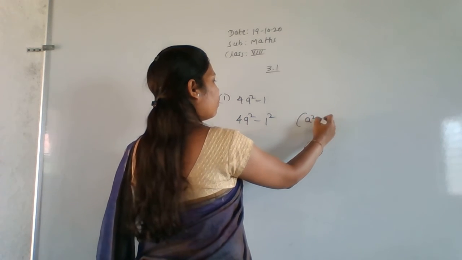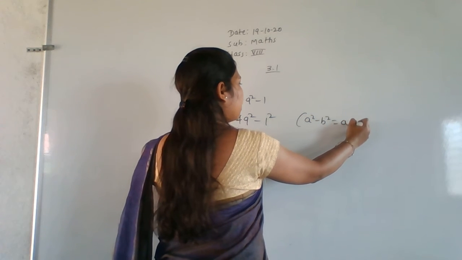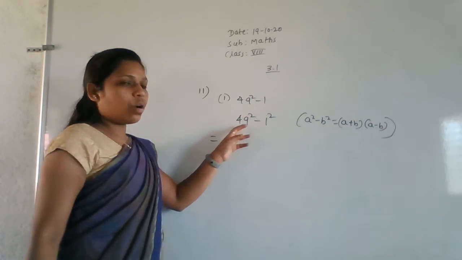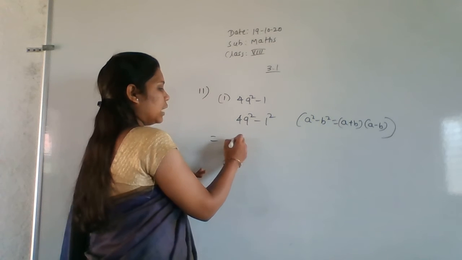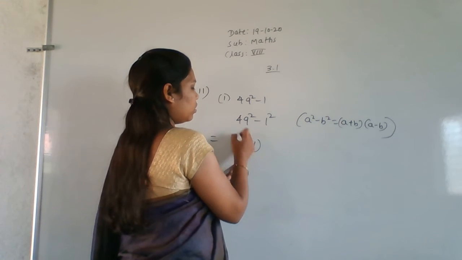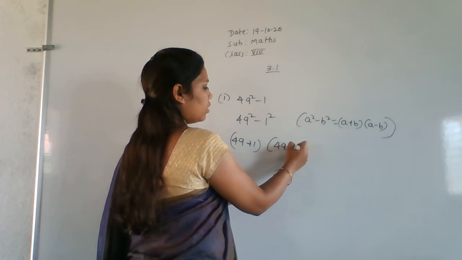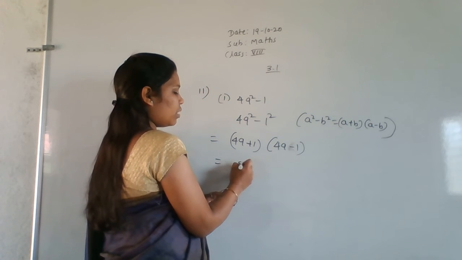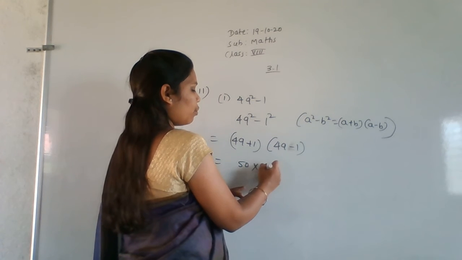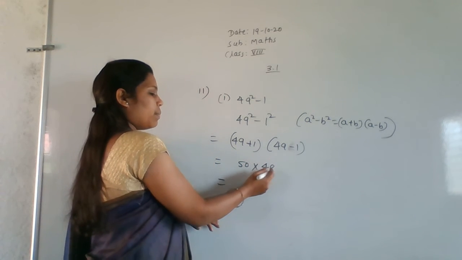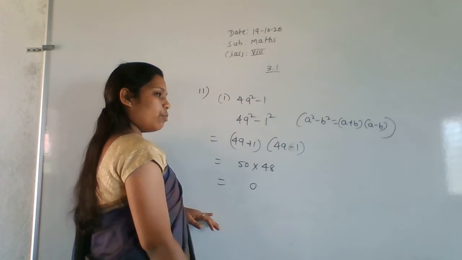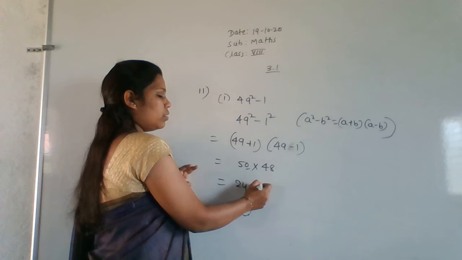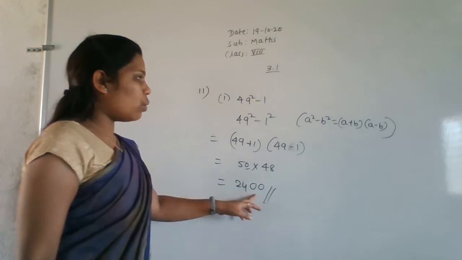That is in the form of a square minus b square, which is equal to (a plus b) into (a minus b). Can we use this formula? So that is (49 plus 1) into (49 minus 1). 49 plus 1 is 50, into 48. Now do the multiplication. 5 times 8 is 40, 4 carry, 5 times 4 is 20, 24, and here a 0 is there, put 0. What is the answer? 2400.